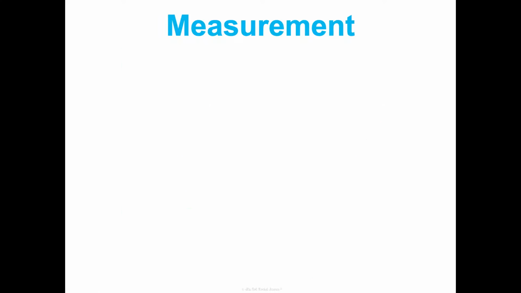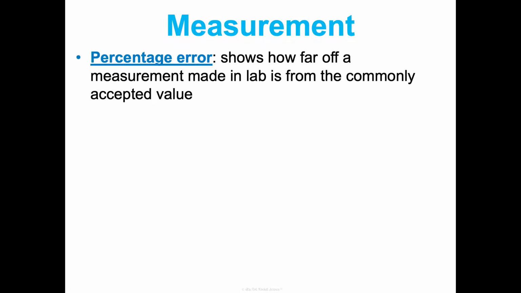So when we make measurements, though, we're not always going to be perfectly accurate or perfectly precise. We're humans. We're going to make errors. We're not going to be perfect. And that's where percentage error comes in. You need to be able to calculate a percentage error. This shows how far off a measurement that is made in lab is from the commonly accepted value.